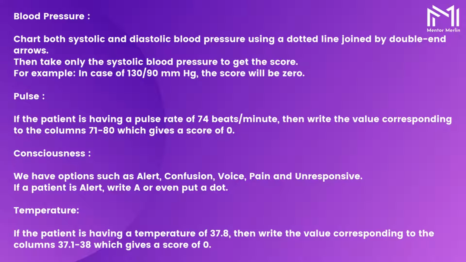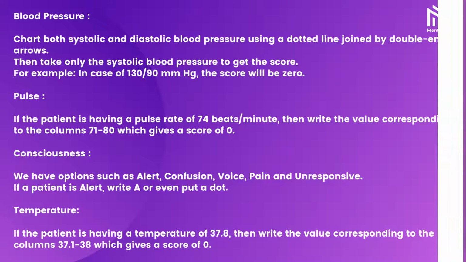Consciousness: we have options such as alert, confusion, voice, pain, and unresponsive. If a patient is alert, write A or even put a dot. Temperature: if the patient is having a temperature of 37.8, then write the value corresponding to the columns 37.1 to 38, which gives a score of 0.